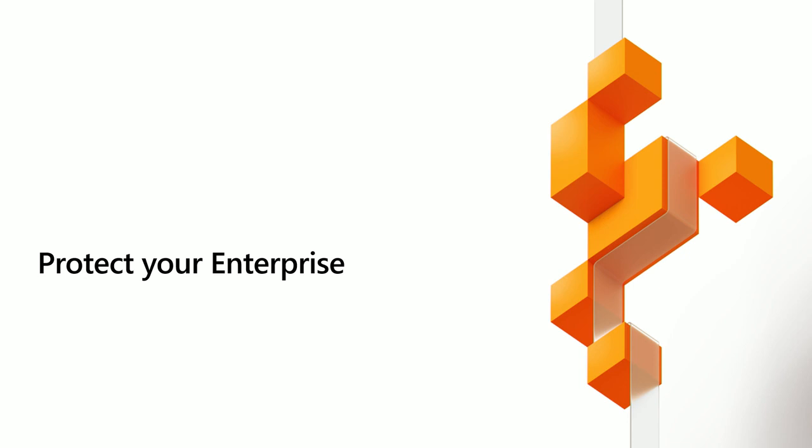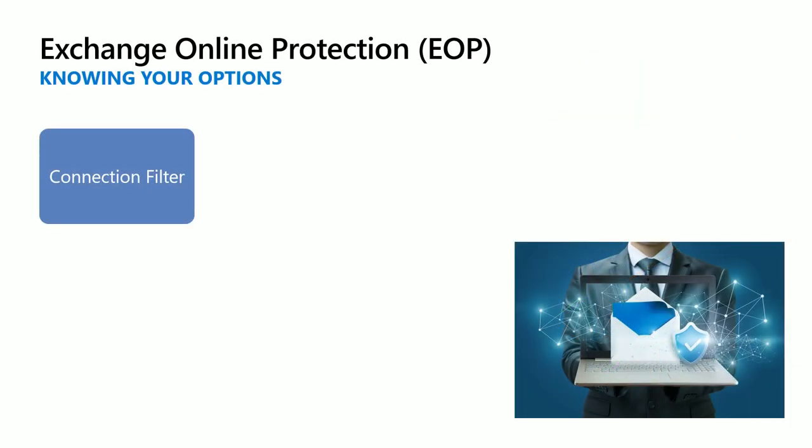I promised that you would know where to go find all of these settings from the Exchange Online Protection to ATP, and a little bit further down we'll get into DMARC. So how are you going to protect your enterprise? You need to know what your options are to begin with.